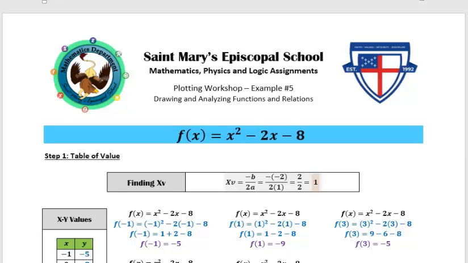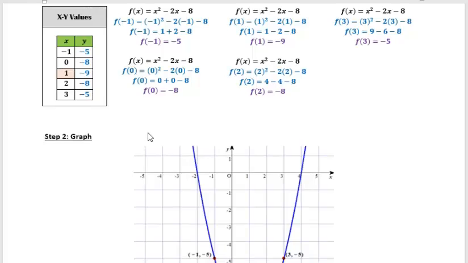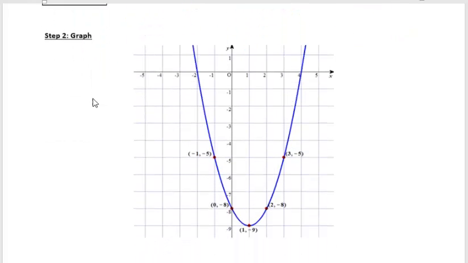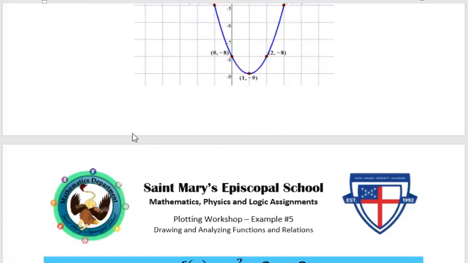Okay, we're solving exercises related to the plotting workshop. We were working with a quadratic function. You can see the x squared in there, which tells you that it is a quadratic function. We already did step 1, the table of values, and also step 2, the graph of the function. I put some points in here to explain which points there were, but you don't have to do that. You just mark the points and make the drawing.